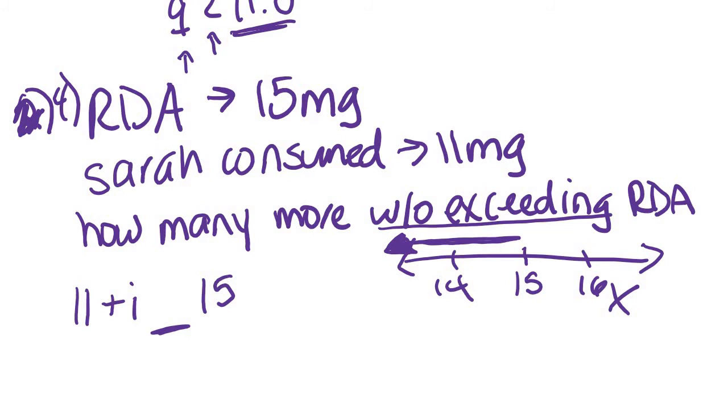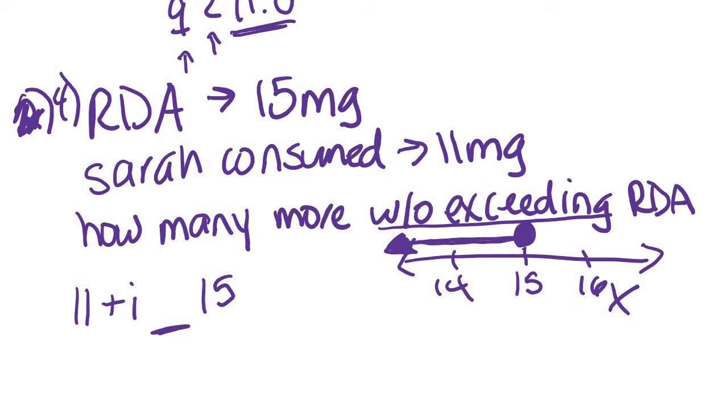Now, is it going to be an open circle or a closed circle? Without exceeding RDA, you can't go past 15. But it can be 15. Just can't go one decimal point over, not even a smidge. So it's going to be a closed circle.